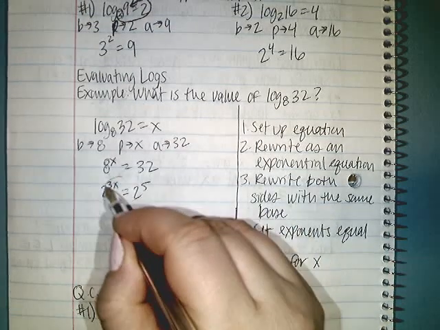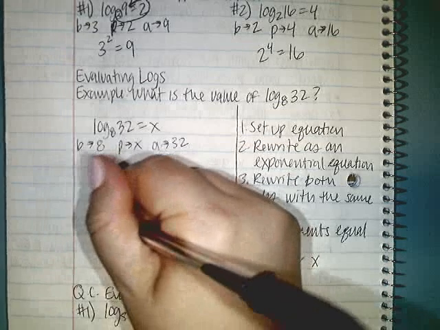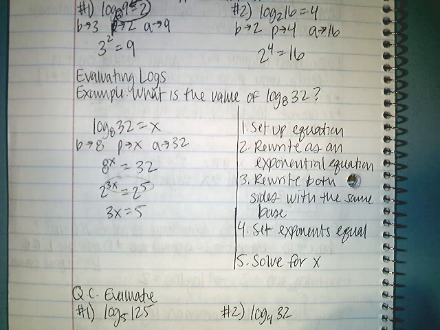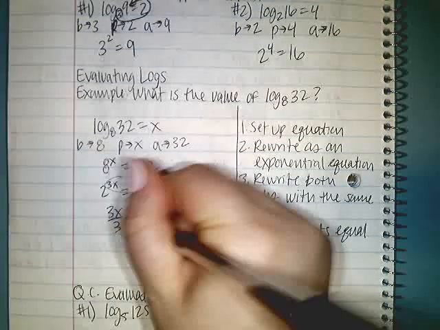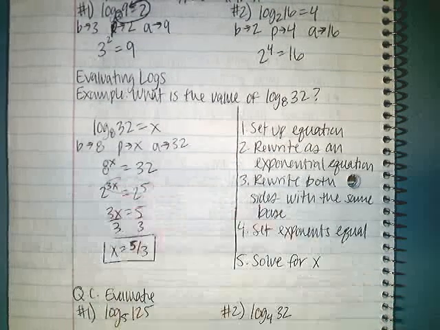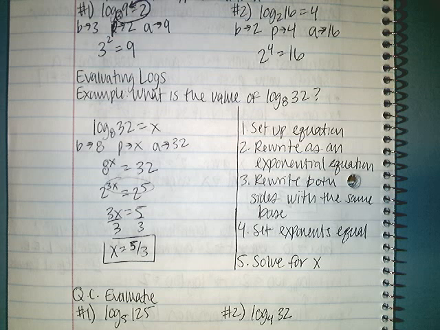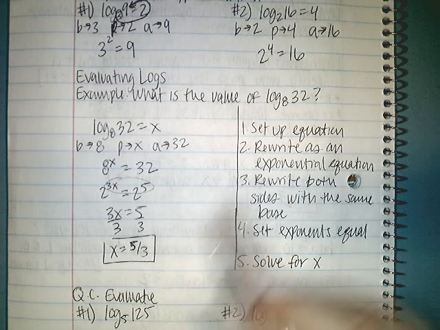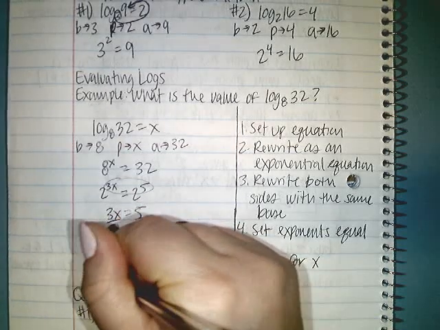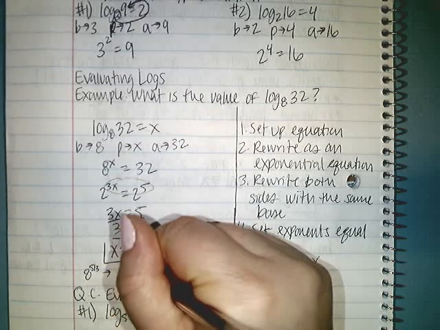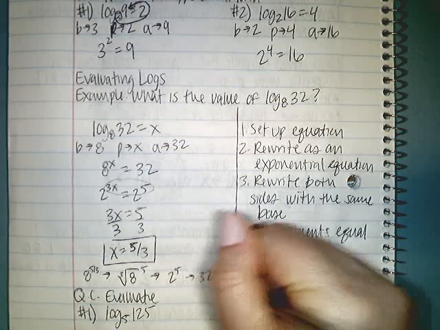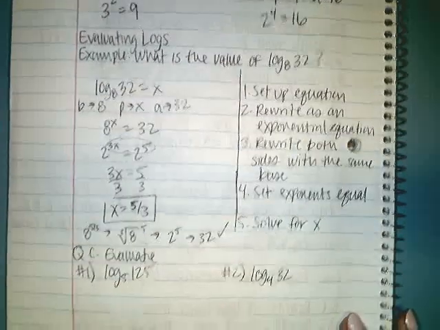Now I have the same base on both sides, I can set my exponents equal. So I can rewrite this and say 3x equals 5, because the only way this equation can be true is if my exponents are equal. Then I just solve for x by dividing by 3, and x is equal to 5 over 3. That would be my answer. If you wanted to check your work, you could. You'd plug it back in. Does 8 to the 5 over 3 give you 32? So 8 to the 5 over 3 becomes the cube root of 8 to the 5th, which is going to be 2 to the 5th, which is 32. So it checks out if you wanted to make sure.